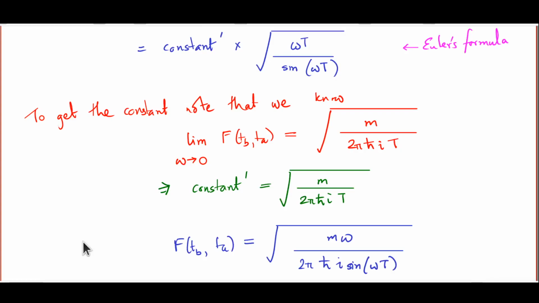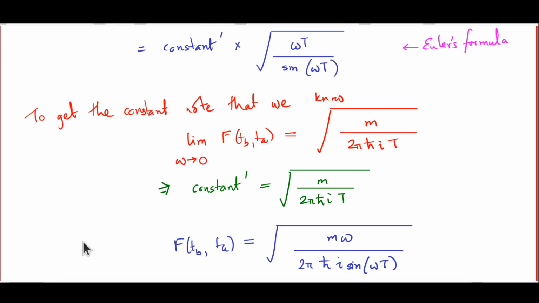Throwing this one in, we see that the normalizing factor for the harmonic oscillator, f of tb, ta, turns out to be our by now familiar result, square root of m omega by 2 pi h cross i sine omega T. So we have derived the propagator for the simple harmonic oscillator using this Fourier decomposition approach.